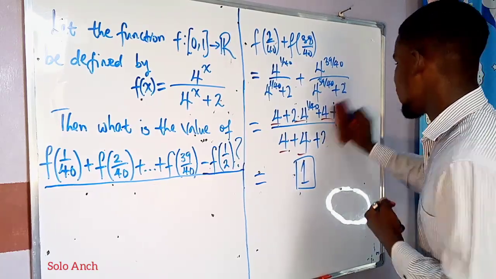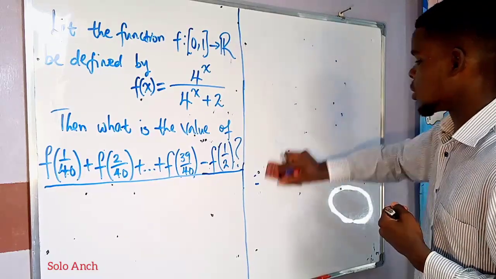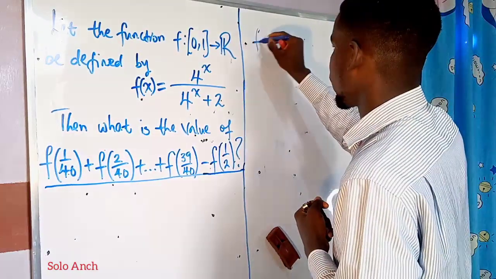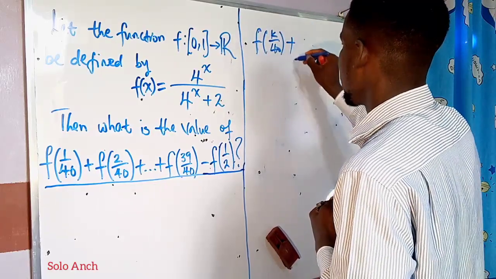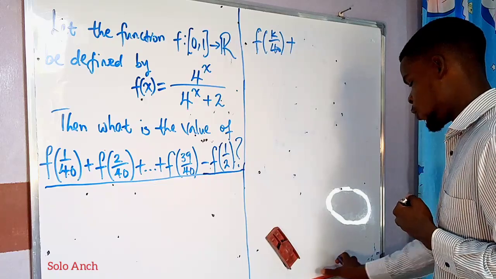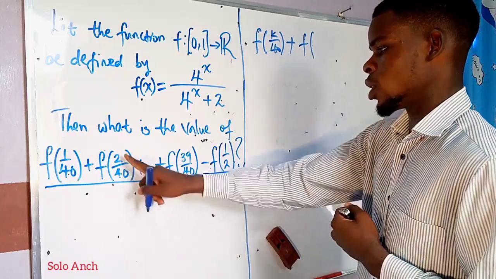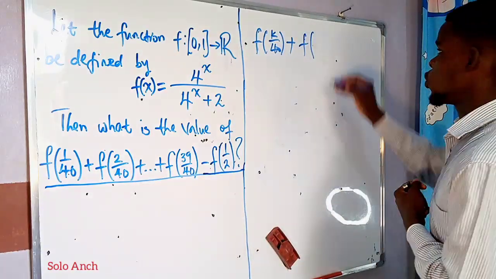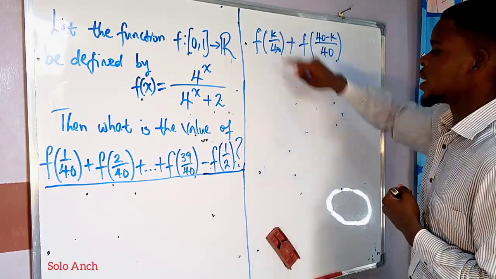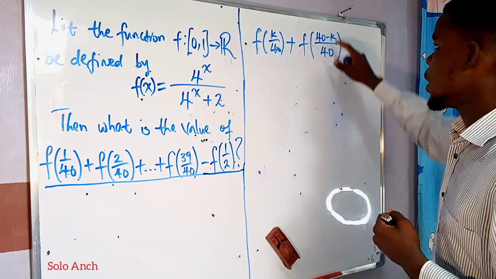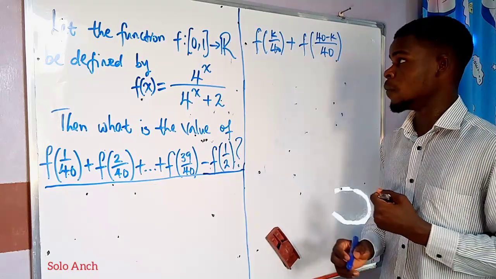So let me rewrite all of that in a very general form by saying, okay, let's consider f of, let's say, k over 40. The other part of the sum will be f of, this was 1, this was 39. When we are talking about 2, we will consider 38. So this should be 40 minus k over 40. So when k is 1, we'll have f of 1 over 40 and then f of 39 over 40 added together. So in fact, this is in a very general form.